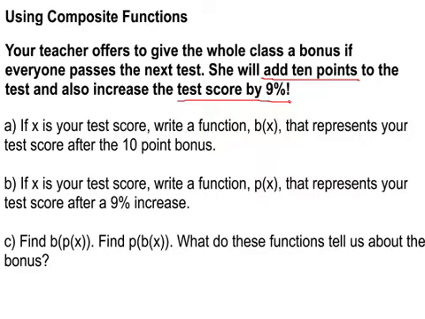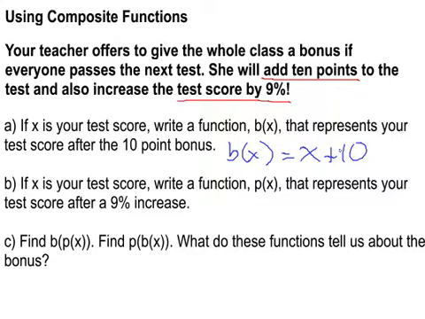If x is your test score, write a function b of x that represents your test score after the 10-point bonus. Well, if x is my test score, b of x would equal my test score plus the 10-point bonus.